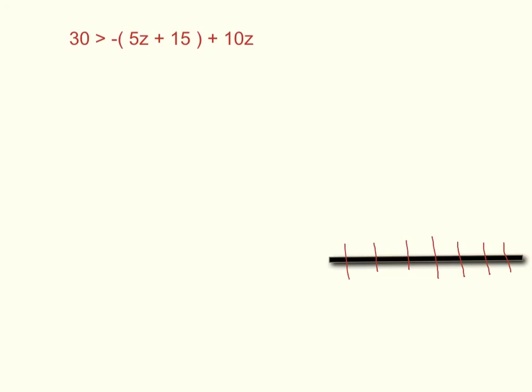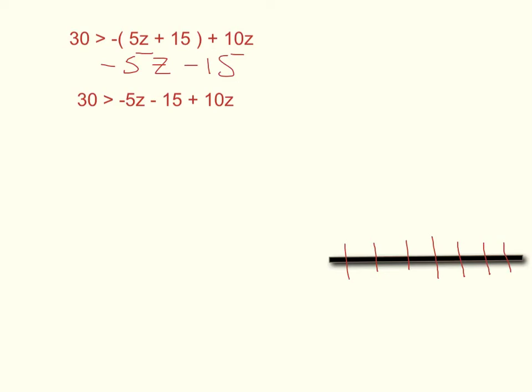So here we have 30 is greater than negative parenthesis 5z plus 15 end parenthesis plus 10z. So first we have to do the distributive property of the -1 outside of the 5z plus 15 because a negative represents a -1. And make sure you do the negative for both items in the parentheses.